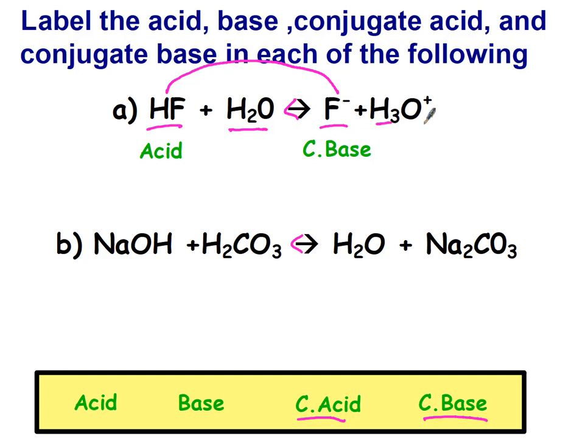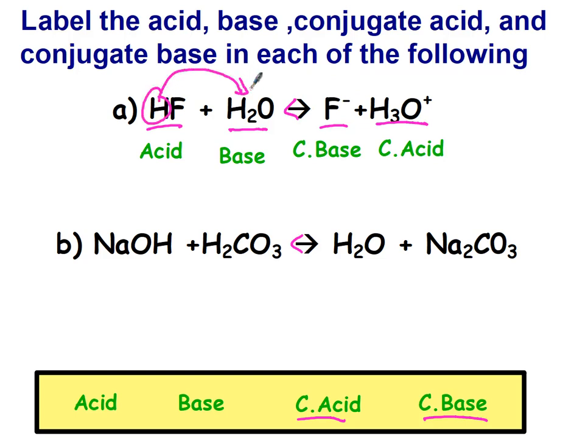Then H2O and H3O are conjugates of each other. H3O has more hydrogen, so it's the conjugate acid, and H2O is the base. So H2O would gain a proton from HF, so that makes HF the acid. H2O gains a proton, making it the base. In the reverse reaction, H3O transfers a proton to F, making it the acid, and F negative the base for gaining that proton.